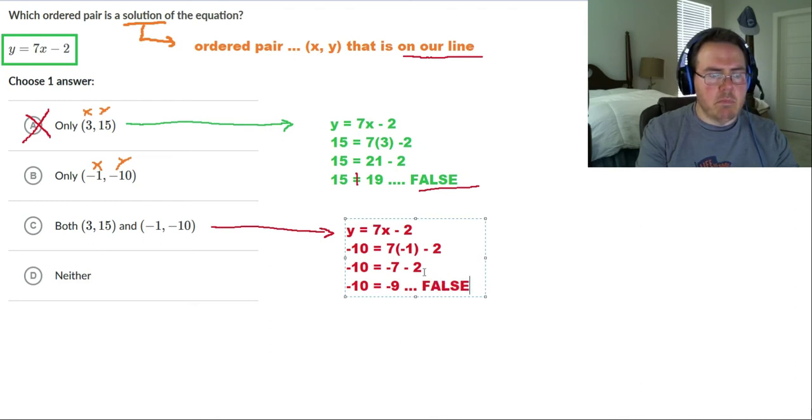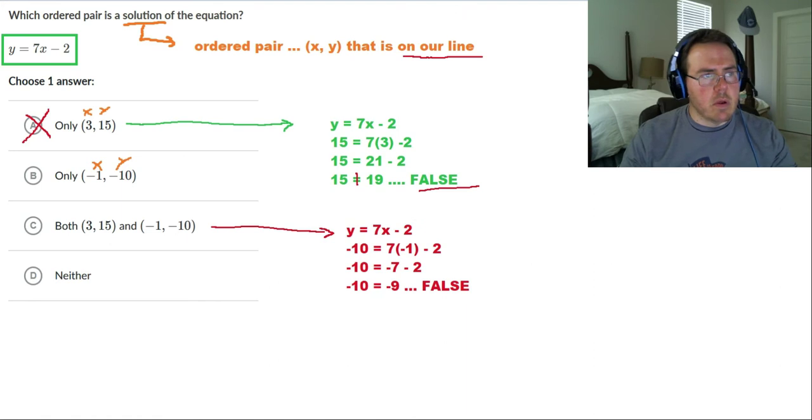Hmm. Well, this one's also false, because this doesn't make any sense whatsoever. I can double check the math. 7 times -1 is -7. That's -9. Yeah, that doesn't make any sense.